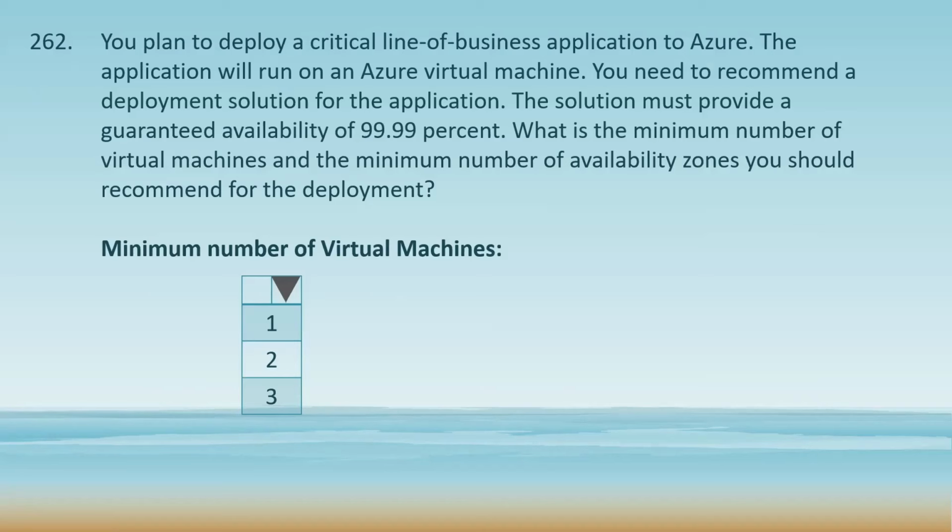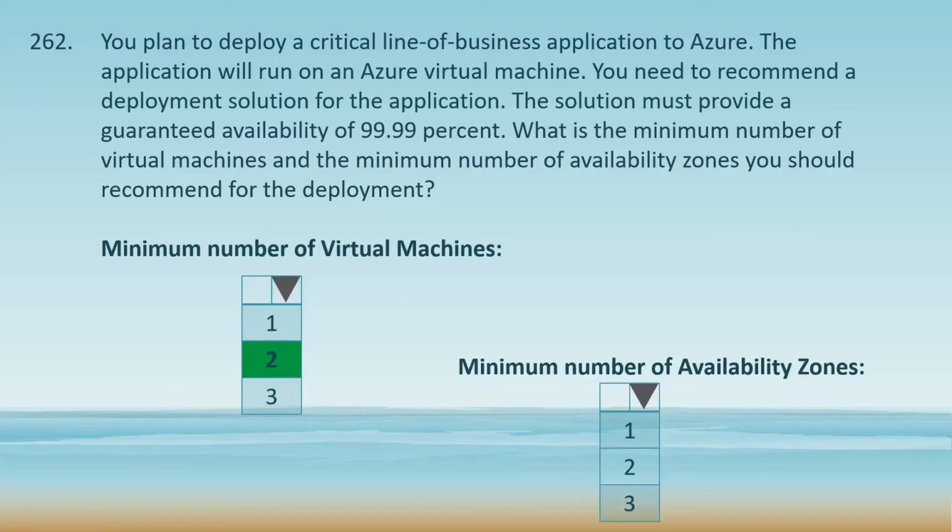And folks, the minimum number of virtual machines would be 2. And the next part of the question is minimum number of availability zones. And minimum number of availability zones will also be 2. You need a minimum of 2 virtual machines with each one located in a different availability zone to achieve a guaranteed availability of 99.99%.